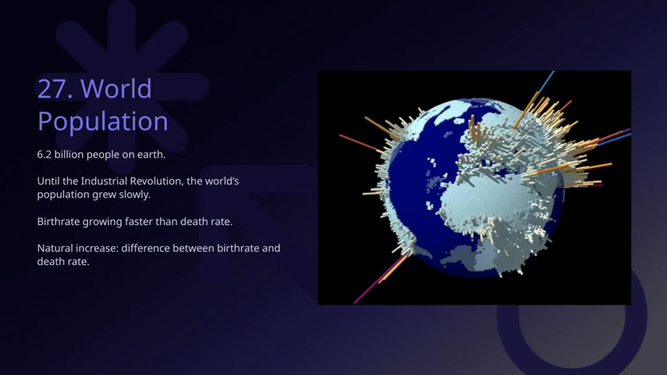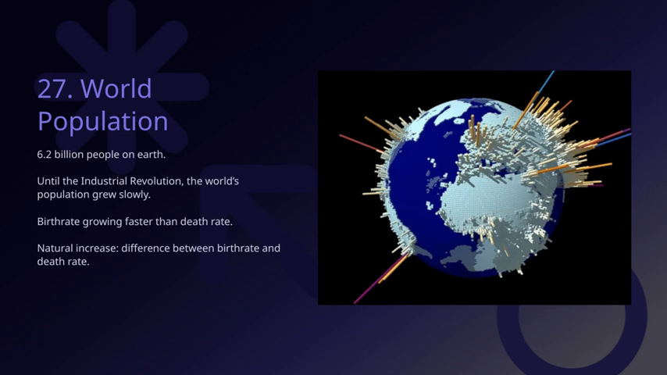Let's talk about natural increase, which is essentially the difference between the birth rate and the death rate. When the birth rate is higher than the death rate, the population starts to grow. You'll notice that in recent times, the birth rate has been growing faster than the death rate, leading to a significant increase in global population.